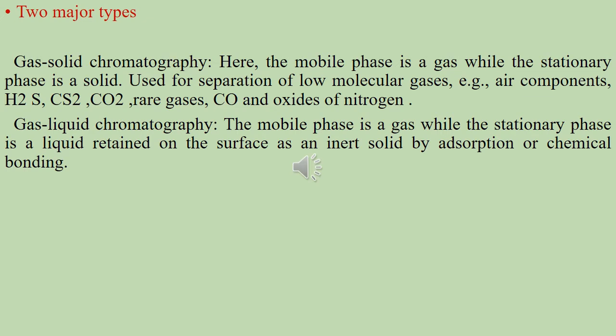Two major types of gas chromatography are there. First one is gas solid chromatography and other one is gas liquid chromatography. Coming to gas solid chromatography, here the mobile phase is a gas while the stationary phase is a solid, which is used for separation of low molecular gases, for example air component, H2S, CH2, carbon dioxide, rare gases, carbon monoxides and oxides of nitrogen. In gas liquid chromatography, the mobile phase is a gas while the stationary phase is a liquid which is retained on the surface of an inert solid by adsorption or chemical bonding.